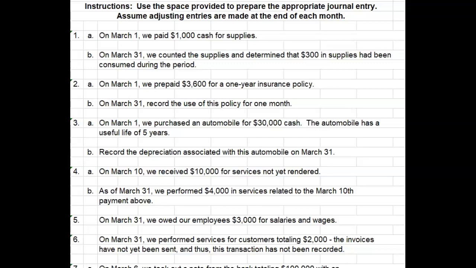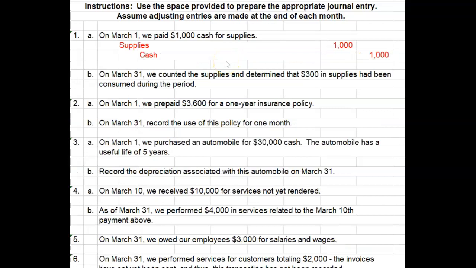On March 1st, we paid $1,000 cash for supplies. Please pause the video, write your journal entry, then start the video again to check your work. This is a journal entry required to record this business transaction. It is not an adjusting journal entry. Debit supplies, credit cash, $1,000. Supplies here is an asset account.